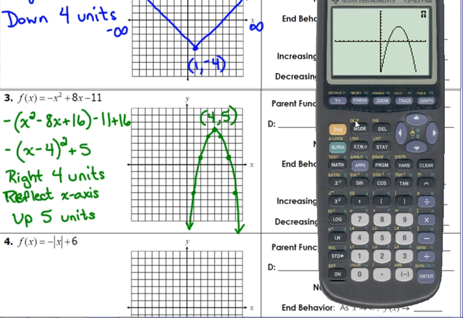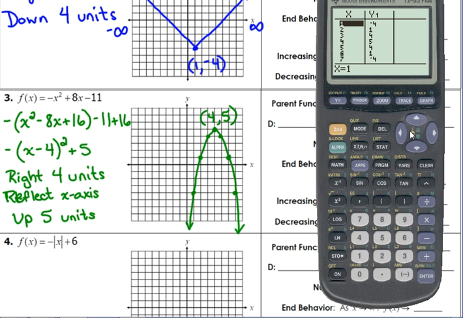So there it is. Check the table. If you don't believe my values, there they are. Whenever we went over 4 units and then reflected, you're doing the reflecting first before you go up 5 units. Yes, order of operations. Good question. So the reflection does happen before we go up 5 units because, like we said, it's the order of operations.